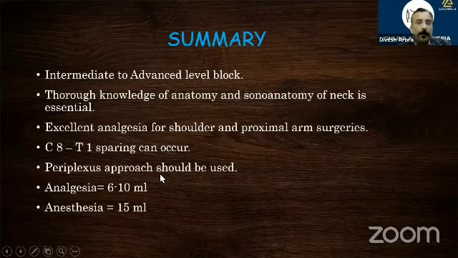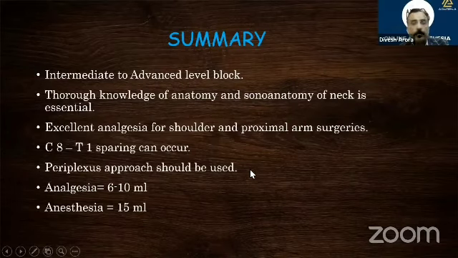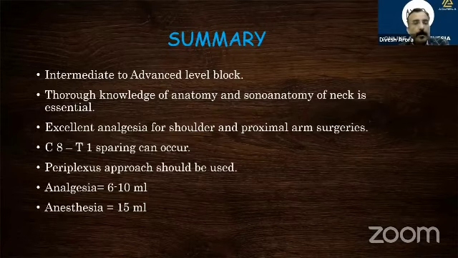In my opinion, the periplexus approach should be used because you are all postgraduate students who are in maximum numbers attending this class. This is on the basis of literature as well as my personal experience. For analgesia, you need 6 to 10 mL. For anesthesia, you require around 15 mL.